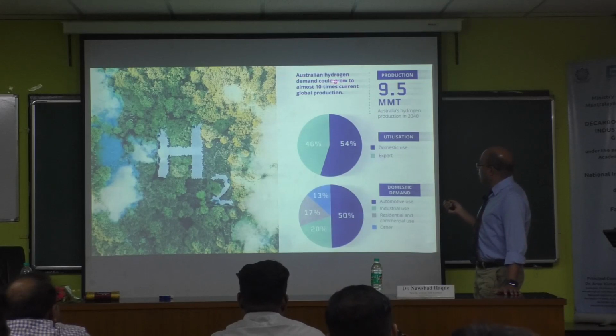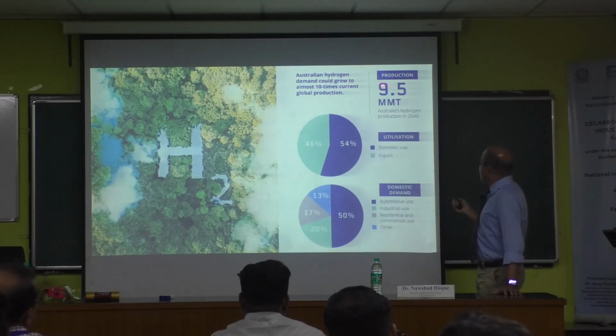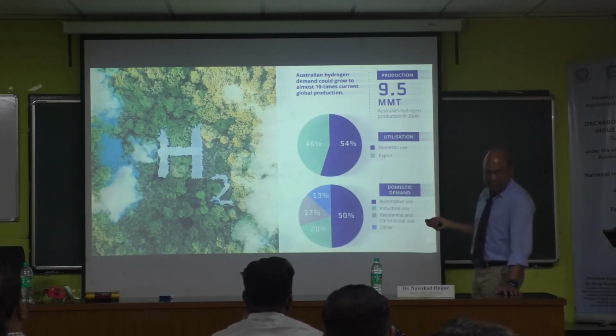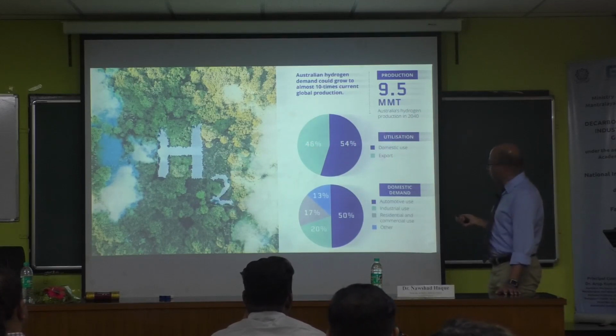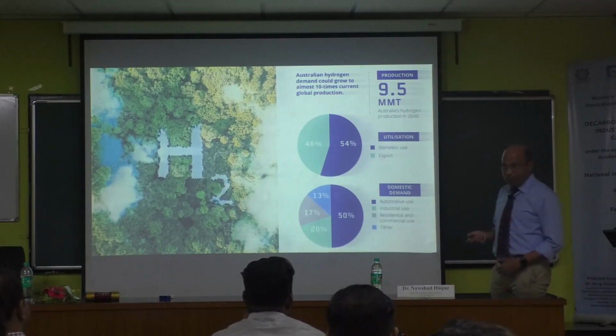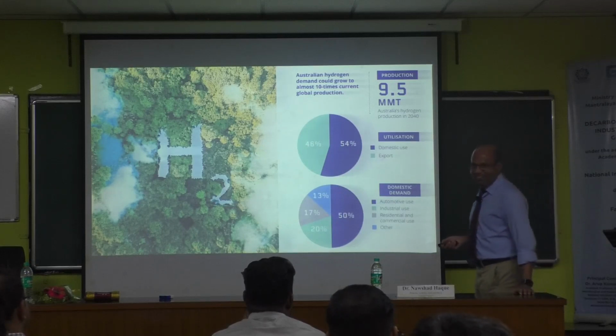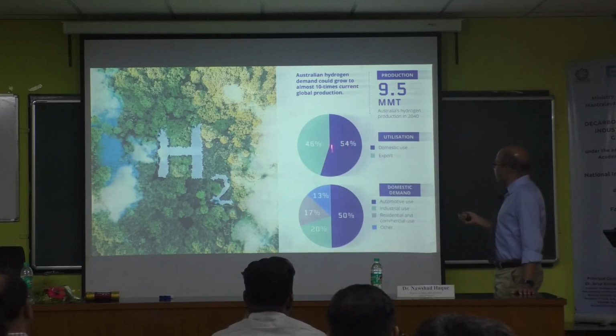Australian hydrogen demand could grow to almost 10 times current global production. And the production is 9-10 million tons by 2040. We think we will be producing 10 million tons of hydrogen. The utilization is okay, heating maybe. Yeah, in fact, Australians love barbecue. So in our lab, actually, there is a hydrogen gas barbecue. So you can, the taste is the same. It's not much difference here. So that's 54%, half, and then export.